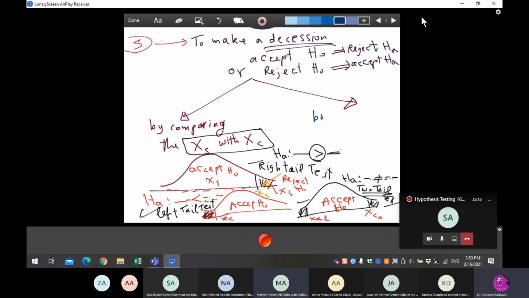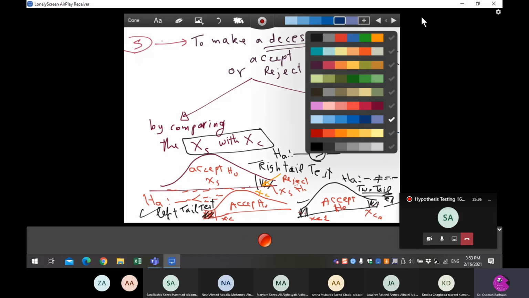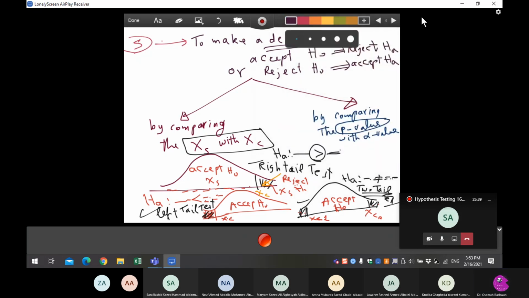By comparing the p-value with the alpha value. You may ask, what does p-value mean? The p-value is the probability of whatever it is less than the stat value.